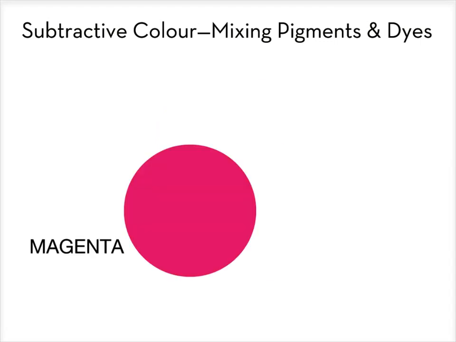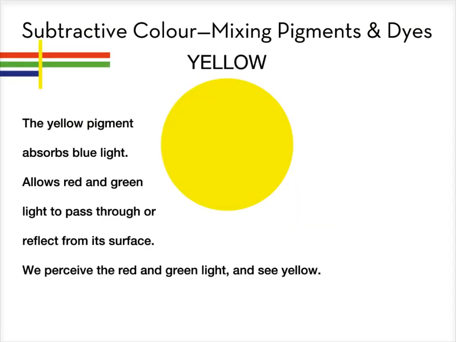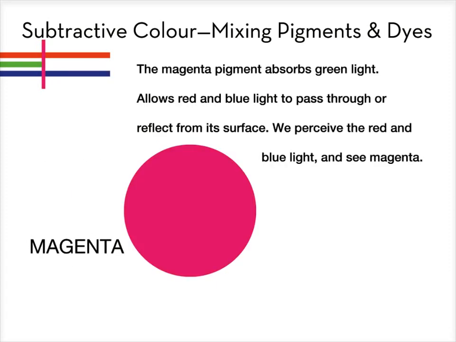magenta, and cyan. The yellow pigment absorbs blue light, allows red and green light to pass through or reflect from its surface. We perceive the red and green light and see yellow. The magenta pigment absorbs green light, allows red and blue light to pass through or reflect from its surface. We perceive the red and blue light and see magenta.